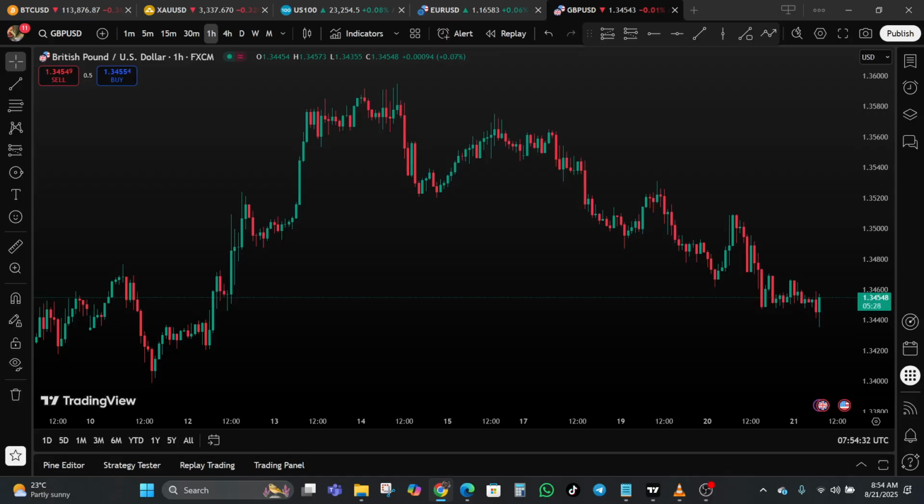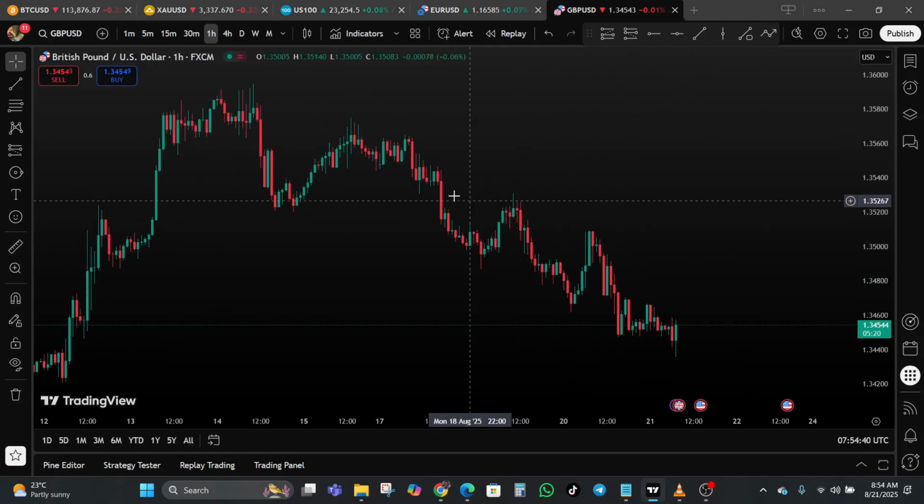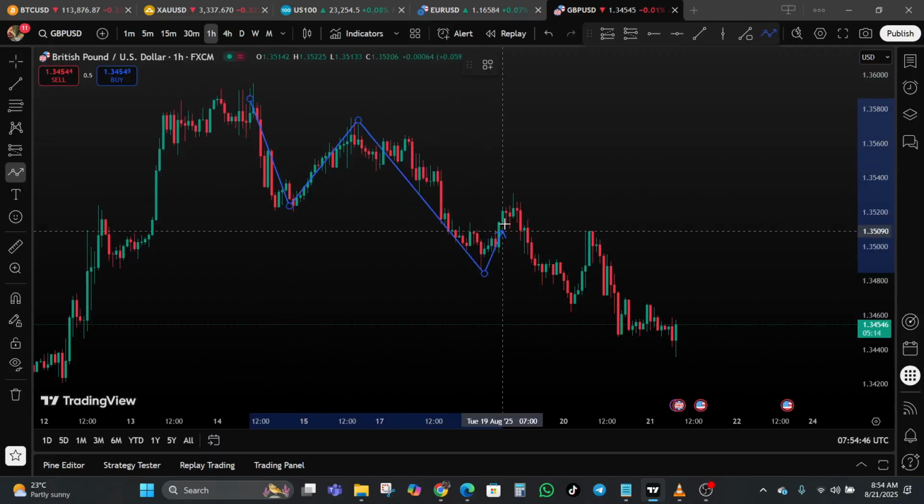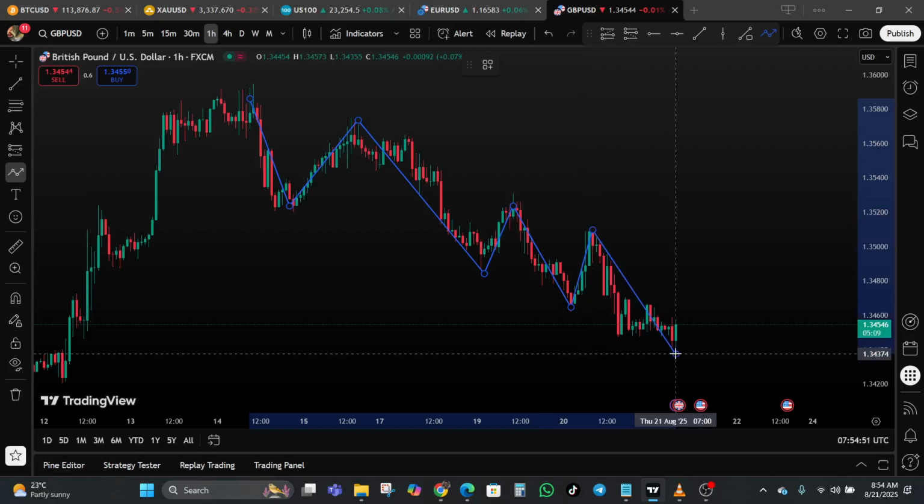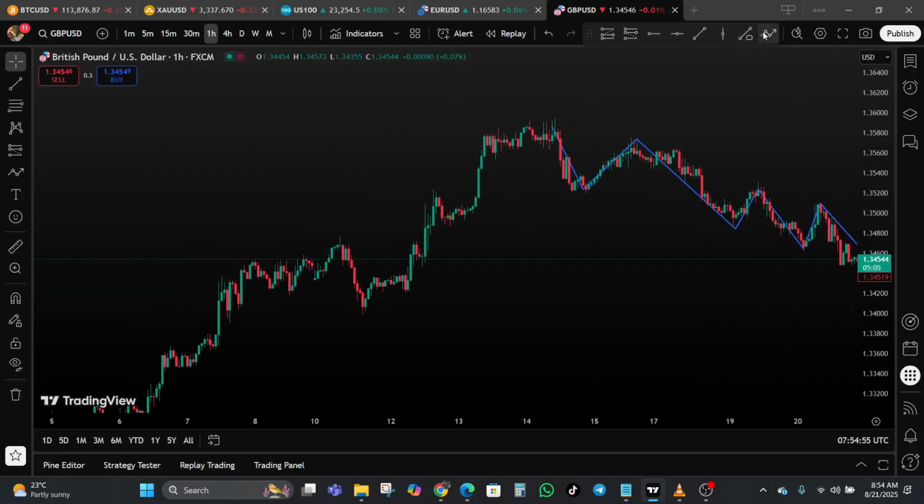Now, let us start with market structure. Market structure is simply the sequence of highs and lows that define the market's direction. You can see price forming lower highs and lower lows. That is market structure.